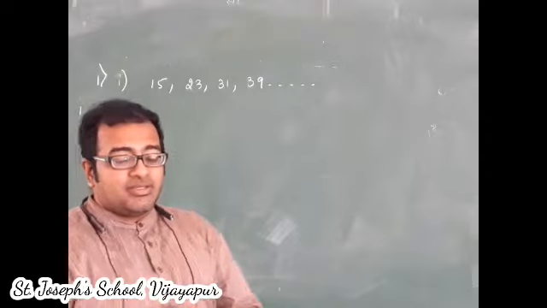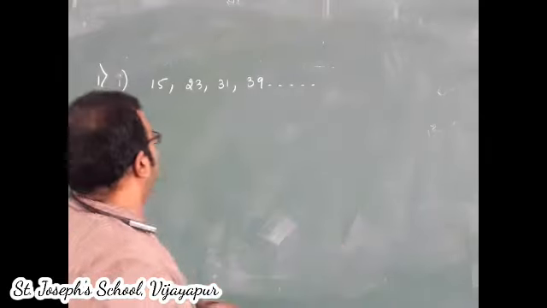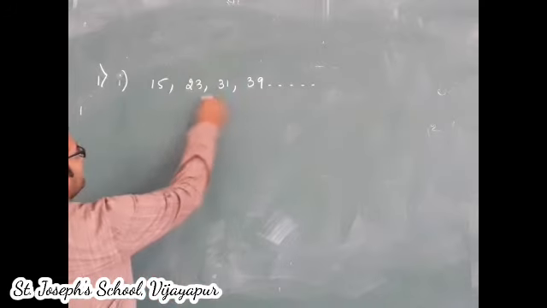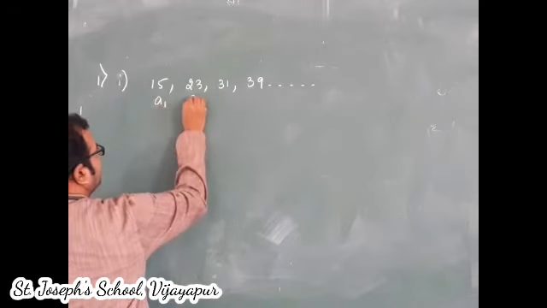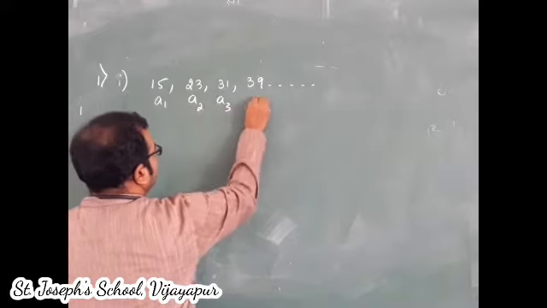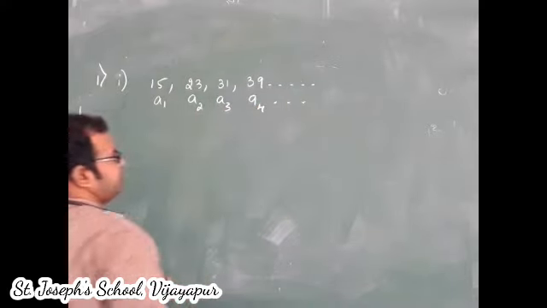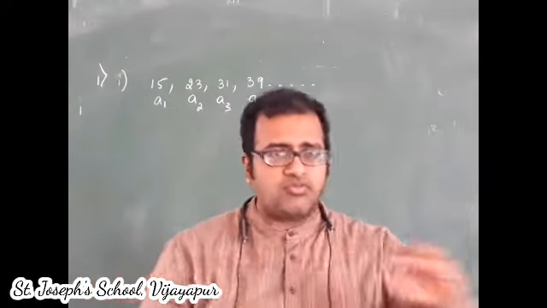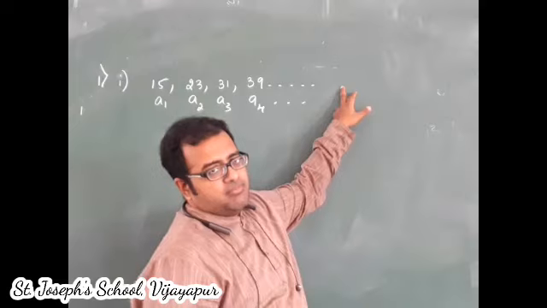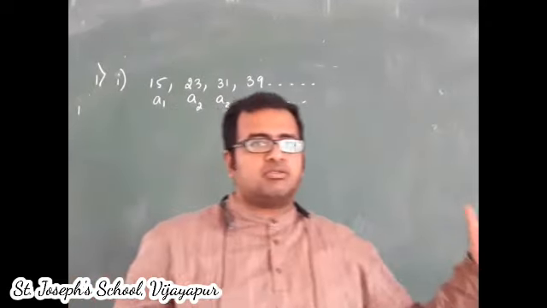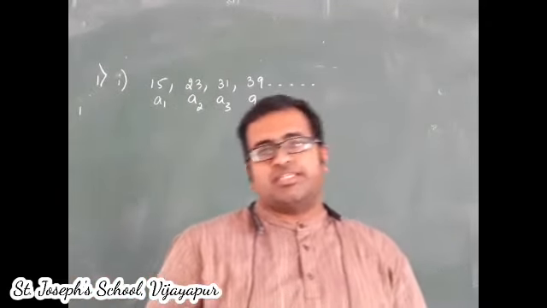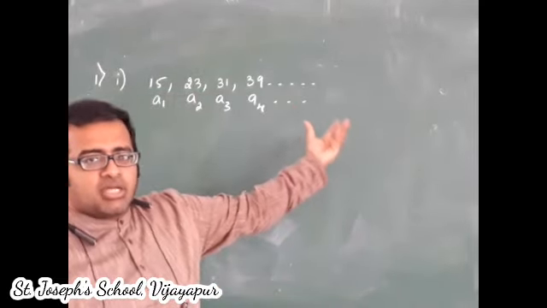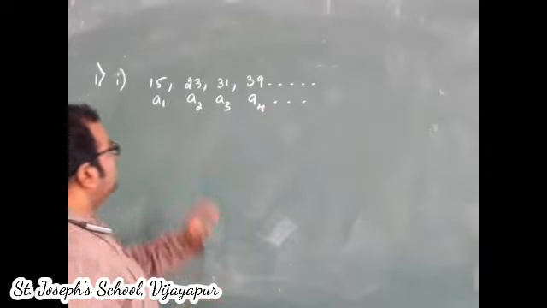Now the question is whether this is an AP or not. How do you decide whether it is an AP or not? First, we will name all of them as terms A1, A2, A3, A4 and so on. If it is a finite set of numbers, then we will know the last number. If it is infinite, then we will not know which is the last number. In this case, they are not told which is the last kilometer covered. So the last number is not known. We will leave it as it is.